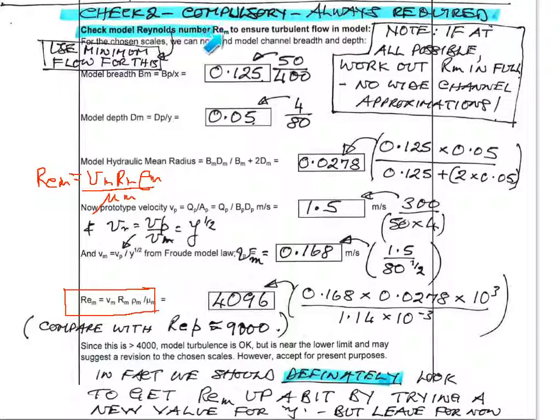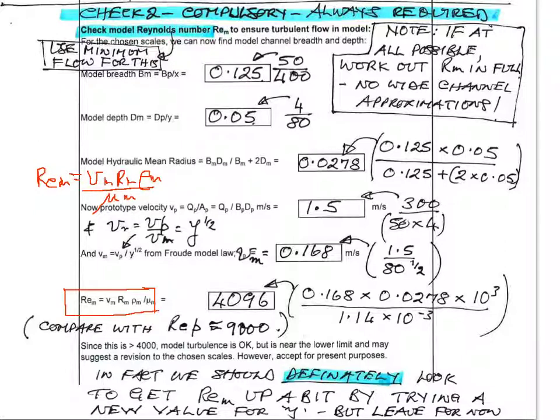So if we're going to check the Reynolds number of the model, we should remember that the Reynolds number of the model is the velocity in the model times the hydraulic radius of the model times the density of the fluid in the model over the viscosity of the fluid in the model. These, of course, are for water and are given. So the first thing we're working out here is the hydraulic radius of the model.